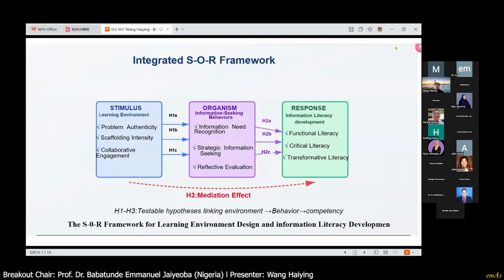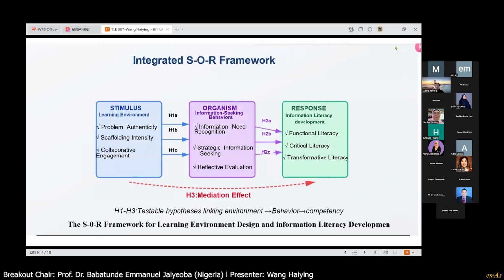Here is the completed engagement framework with 9 hypotheses. Level 1 shows how environment affects behavior. Authentic problems lead to needs recognition. Scaffolding leads to structured thinking. Cooperation leads to reflective evaluation. The next level shows how the behavior develops competency.